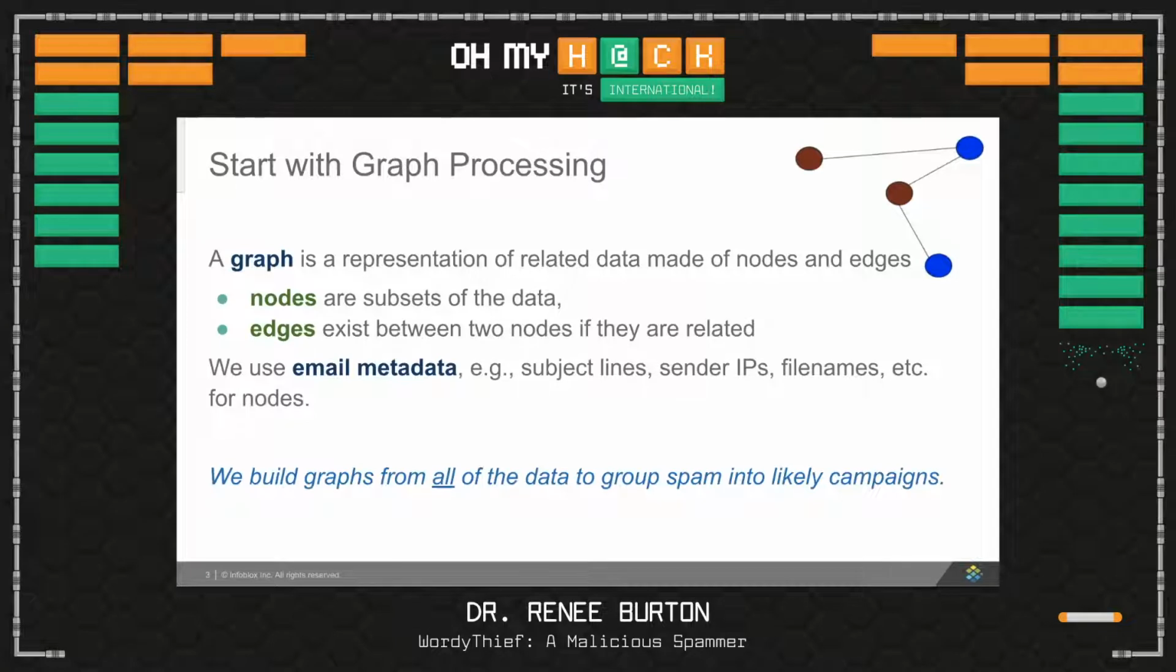So in our case, what I'm going to talk about today is using graph processing or graph theory. A graph, for those of you who might not be familiar, is just a representation of related data. The terminology that we use in the math world is nodes, which are subsets of the data, and edges. Edges exist between two nodes if those nodes in some way are related.